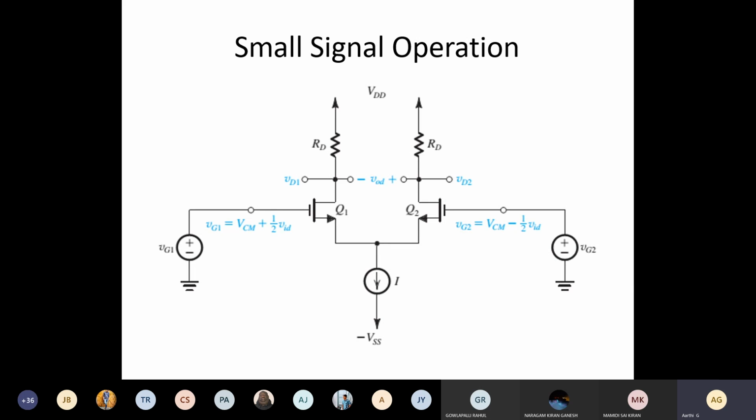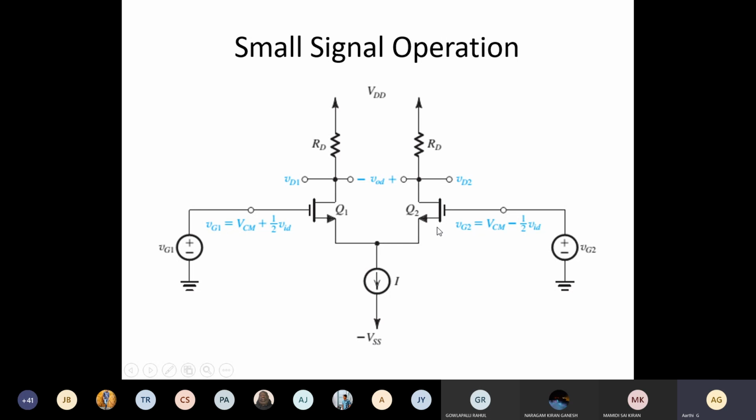This is our circuit diagram. Here we have the differential amplifier Q1 and Q2. VG1 and VG2 are the input signals to the gate, RD is the drain resistance, and VDD is the supply voltage. VD1 and VD2 are the output voltages at the drain terminal. VOD represents the differential output voltage. So if we take the difference VD2 minus VD1, we can calculate VOD. I is the constant current source, and we have the negative supply, minus VSS.